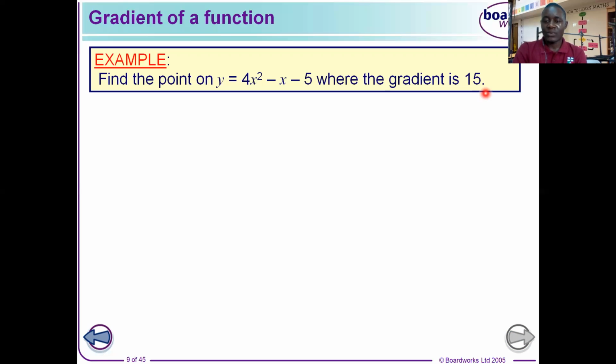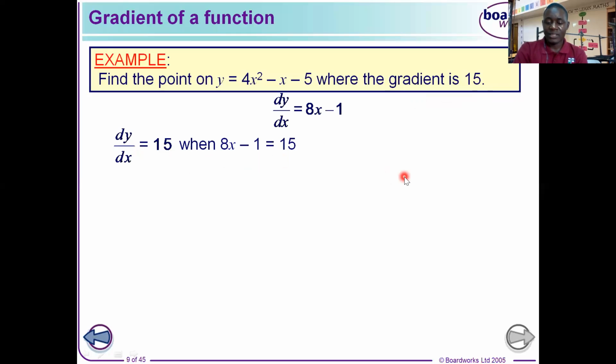So let's start with the steps we had described in calculating the gradient in the previous example. We find the gradient of the curve first by finding the gradient function. The dy/dx in this case is going to be 8x minus 1. But we are told that the dy/dx or the gradient is 15. So we can write 8x minus 1 equals 15. Solving that equation gives us the value of x as 2.